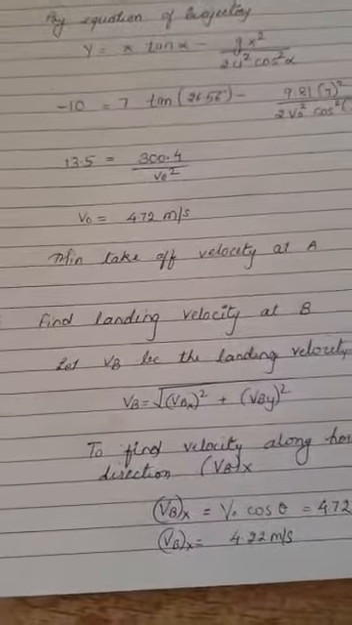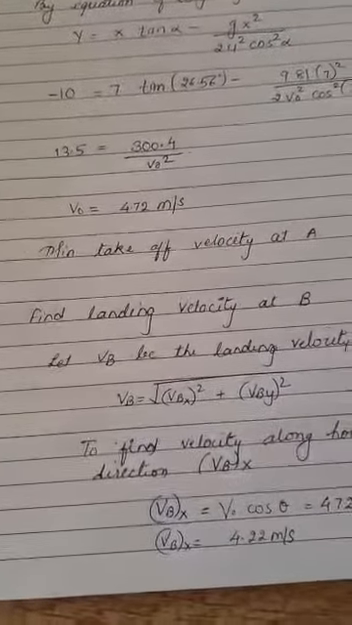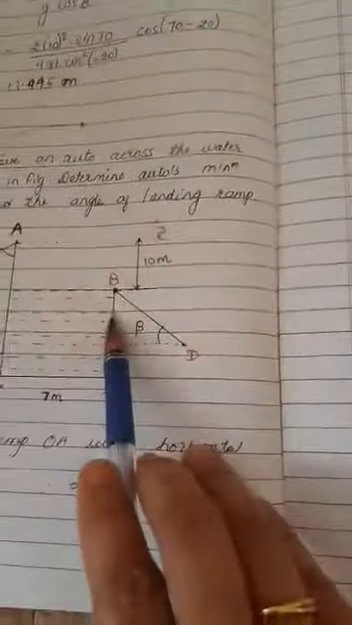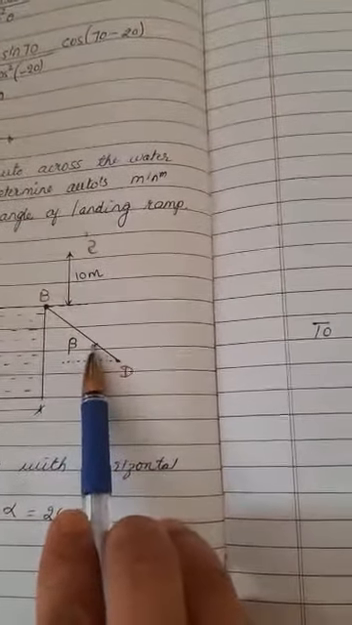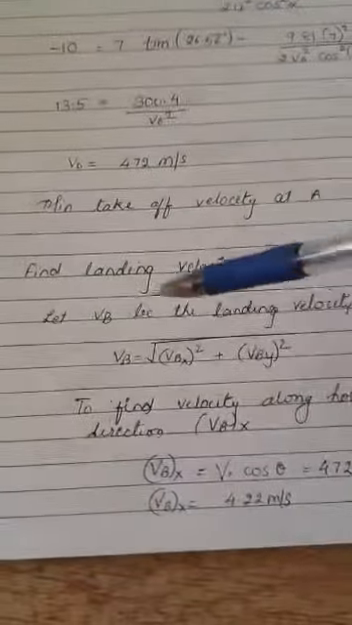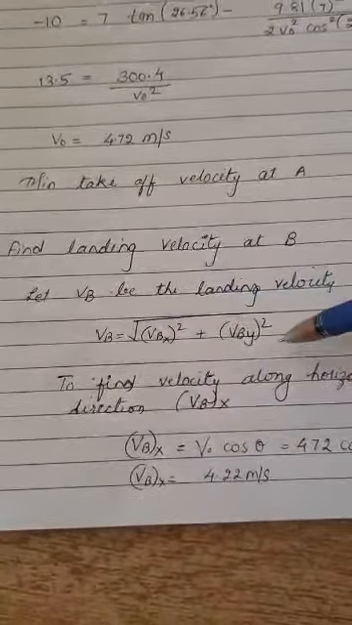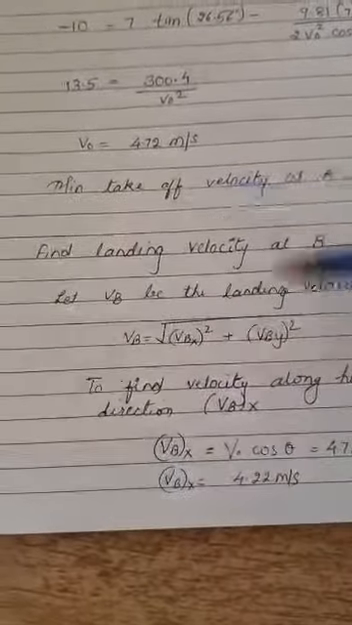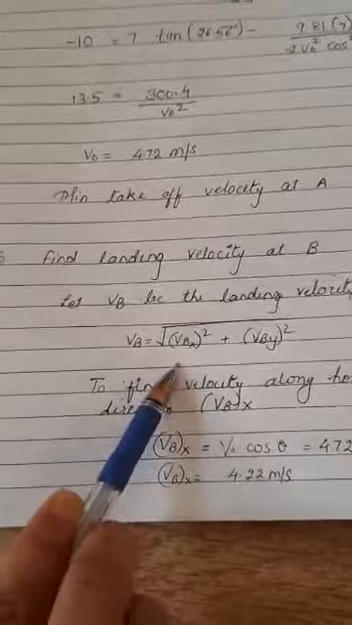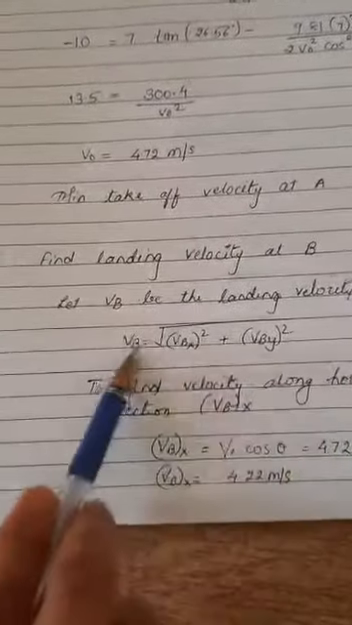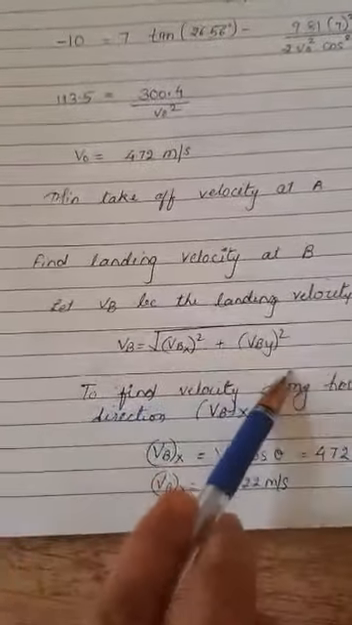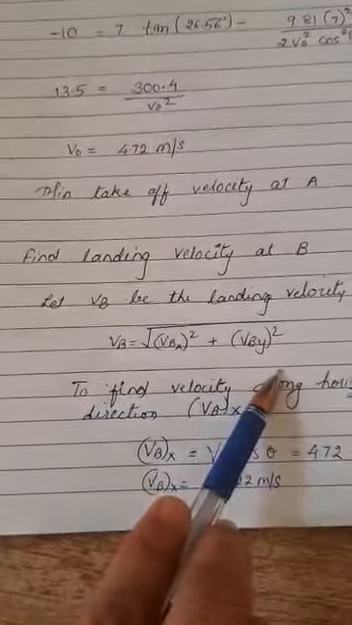Now to find the landing velocity, this is your landing point. So what is the formula to calculate velocity? It is Vb equals root of Vbx square plus Vby square. From this you will get the total velocity of landing. So let us calculate the velocity along x direction and the velocity along y direction, at B.